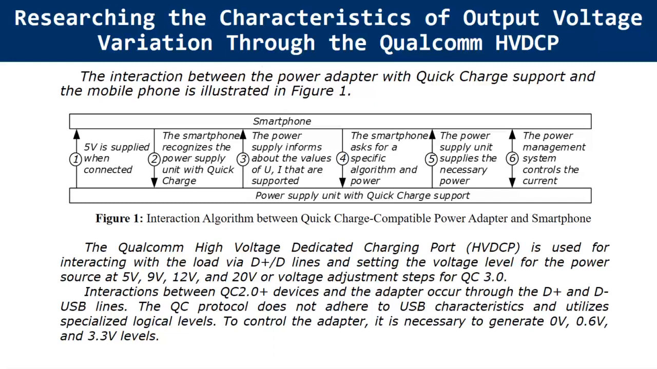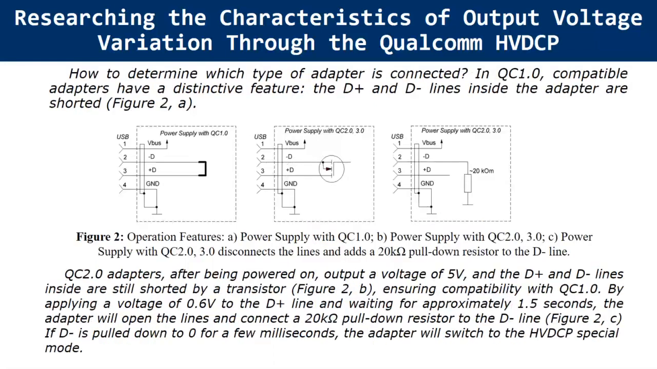Interactions between QC 2.0 plus devices and the adapter occur through the D+ and D- USB lines. The QC protocol doesn't adhere to USB characteristics and utilizes specialized logical levels. To control the adapter, it's necessary to generate 0 volt, 0.6 volt, and 3.3 volt levels.